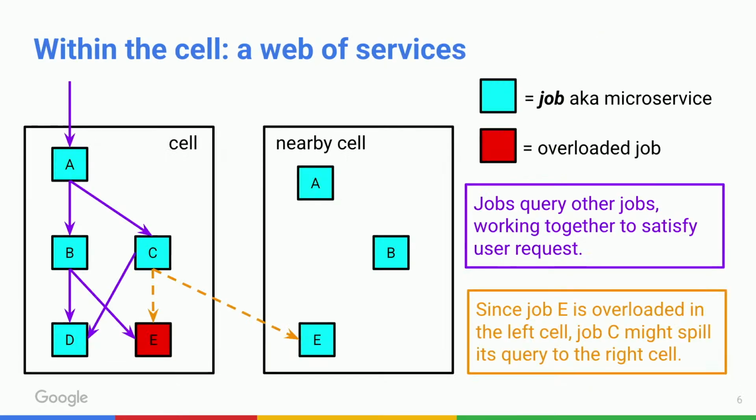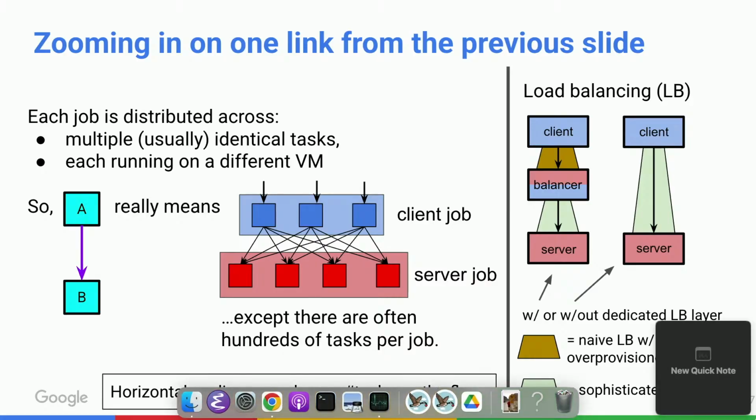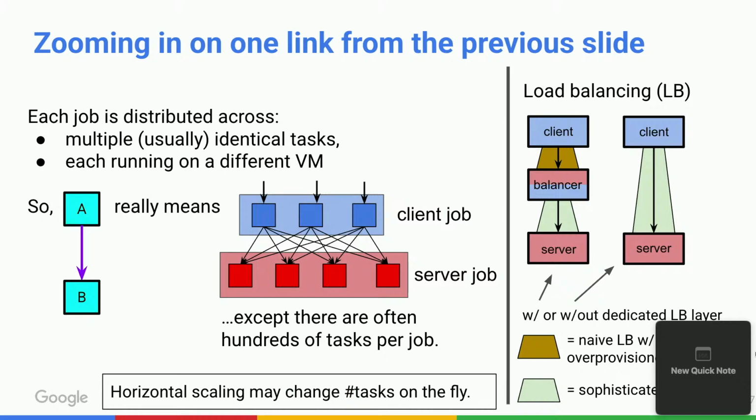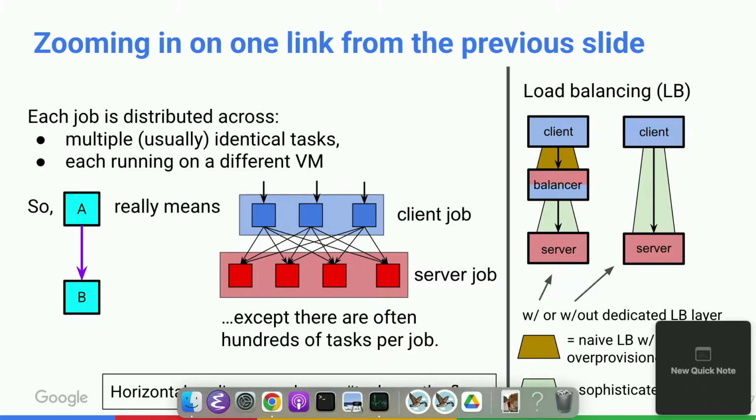All right. So now let's dive into what's happening at the layer of one of these links, right? So a microservice. So this is from the previous slide. What does this really mean? So each one of these is a microservice that's doing something. But this really means a distributed job that's running on many, many different tasks across many different VMs. So here a box means a microservice, and here a box means a task running on a VM.